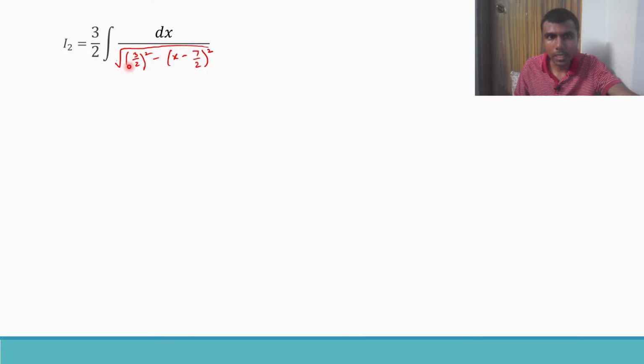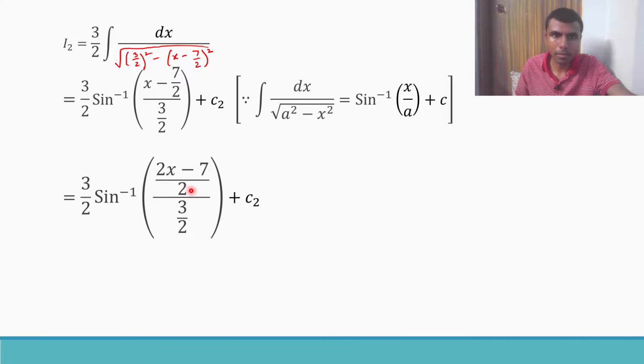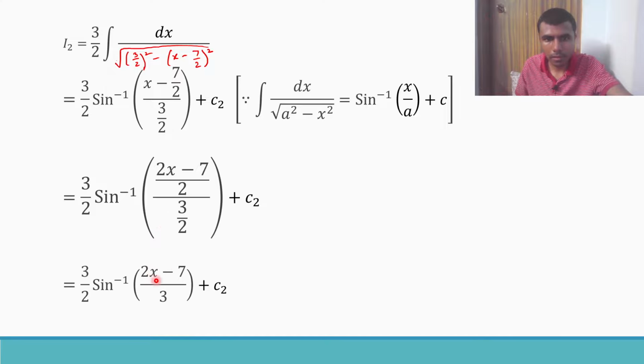Now this is of the form integral dx by under root a square minus x square, and the formula is sin inverse of x by a. Here our a is 3 by 2, here our x is x minus 7 by 2. So sin inverse of x by a, so x minus 7 by 2 by 3 by 2. Okay, now take LCM again, 2 will multiply x into 2. So 2x minus 7 by 2 by 3 by 2, the 2s cancel. So 3 by 2 sin inverse of 2x minus 7 by 3 plus c2. Here c2 came because after integration we get a constant. Here I took it as c2.